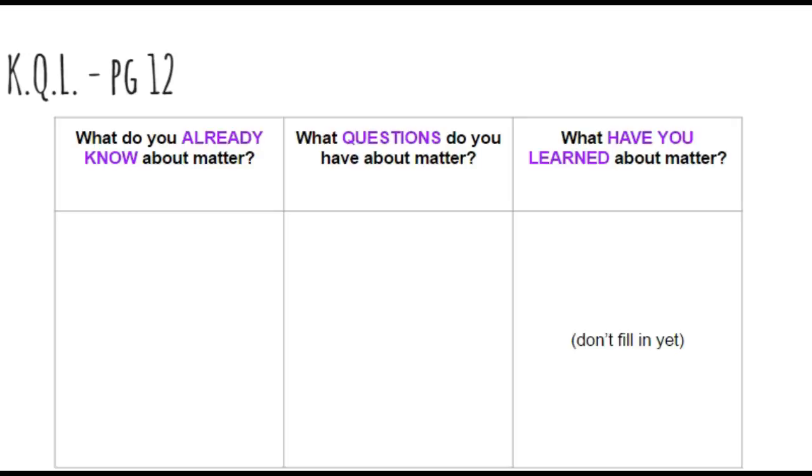Our first column covers what we already know about matter. So go ahead and list a few things in this particular section on what you think you already know about matter. Okay? Then in the middle section, our goal right now is just to have at least one question. I want you to tell me what questions you have about matter.